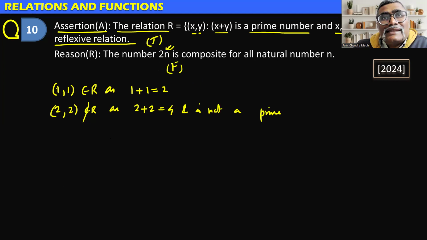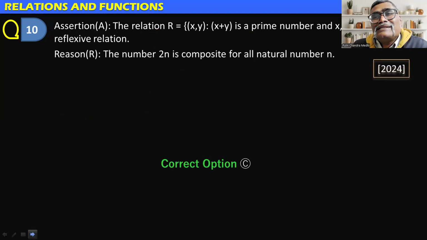Because 2n, they have said that 2n is always composite for every natural number n, but it is not so, right? Because if you put n equal to 1, you will get 2. That is not a composite number. So this is false. That is true. So this is option C. C is the correct option for this particular question. It's a good question.